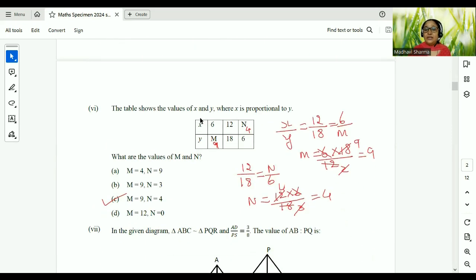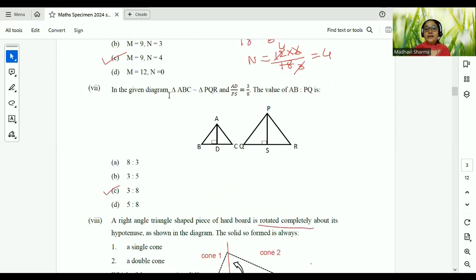The table shows the value of x and y where x is proportional to y, meaning I've done here x upon y is 12 upon 18. One ratio is given which is equal to 6 upon m and you get 9. Similarly, 12 upon 18 is 9 upon n, and you get 4. So m is 9, n is 4. Option C.